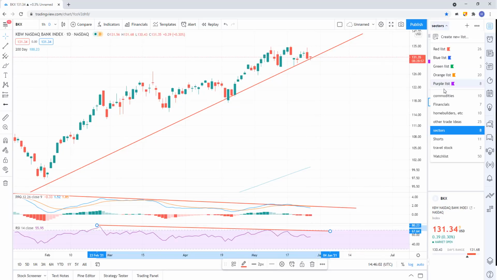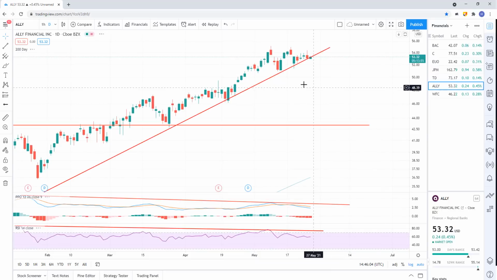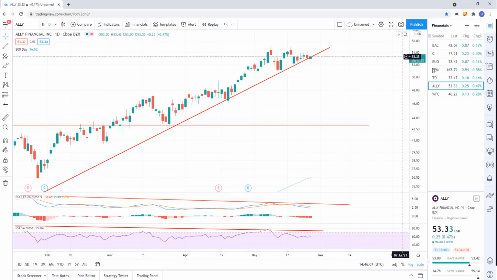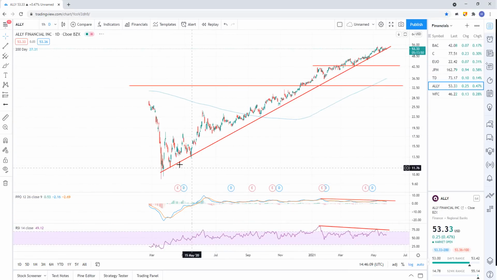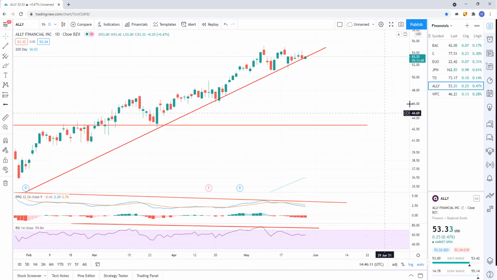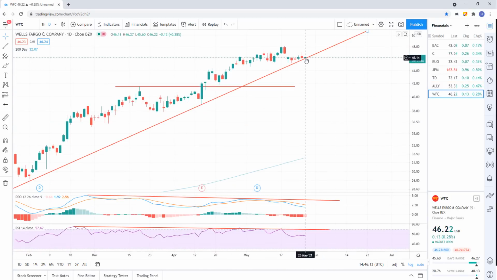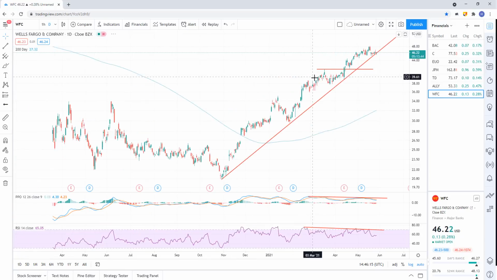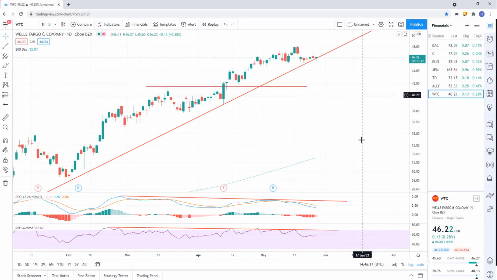And I see that in my financials like Ally, they're just barely hanging on to that trend line there. We're just waiting for that breakdown, that sell signal. We don't have it yet. And same with Wells Fargo. You can see today just barely hanging on to that trend line. All right, so those are trade setups, short setups to sell off, but we don't have the sell signal yet.